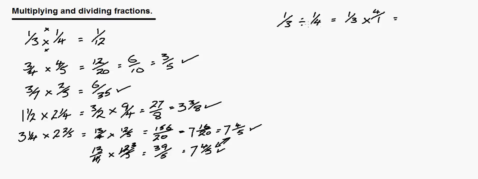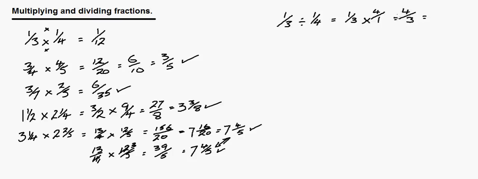So 1/3 divided by 1/4 is exactly the same as 1/3 multiplied by 4/1. Okay, this is what we call the reciprocal. Now it's in a multiplication form. It's really simple. 1 times 4 is 4. 3 times 1 is 3.